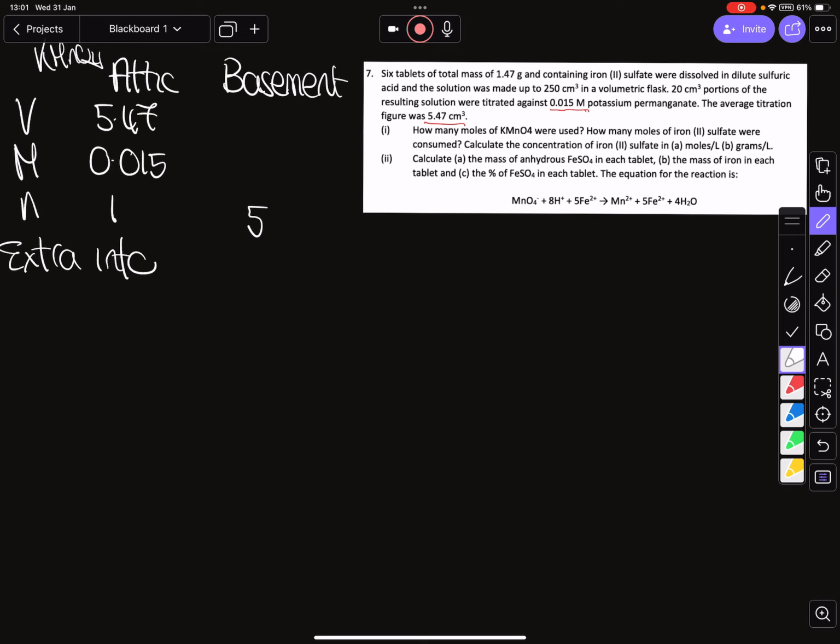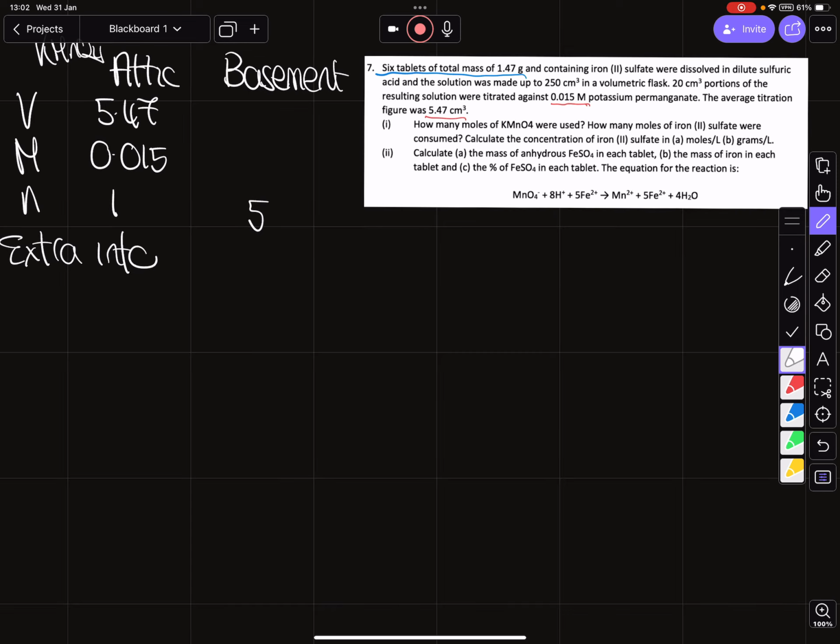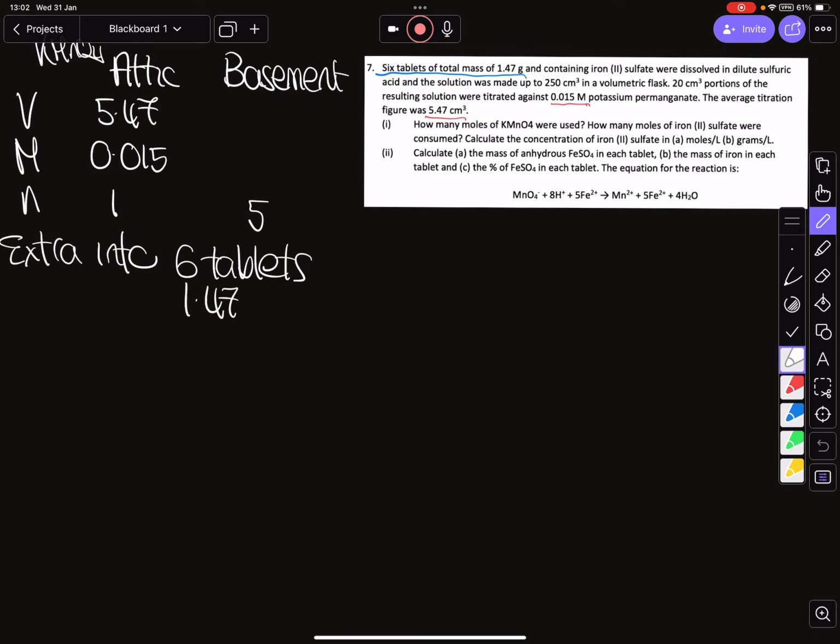We are looking for the information on the iron, so it's telling us we had 6 tablets at 4.147 grams. So 6 tablets, 4.147 grams is the mass, and that is in 250 centimeters cubed. It's telling us here that 20 centimeters cubed portions were titrated, so we're putting 20 here, and this is going to be our question mark. So the whole point of this is that we're trying to work out the mass of iron, possibly the percentage of iron 2 plus.